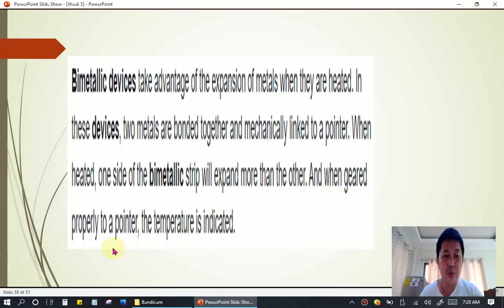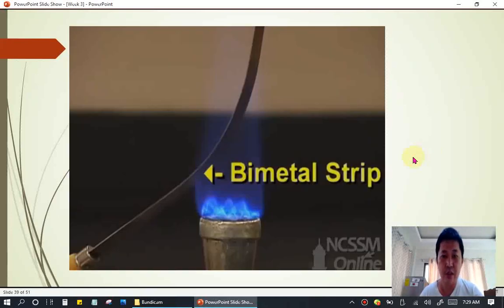This one is just an illustration. This is a flat file. To illustrate, this is an experiment. So we have heated the bimetal, the metal here, and when this metal is heated, it becomes curved. As you can see, it becomes curved.